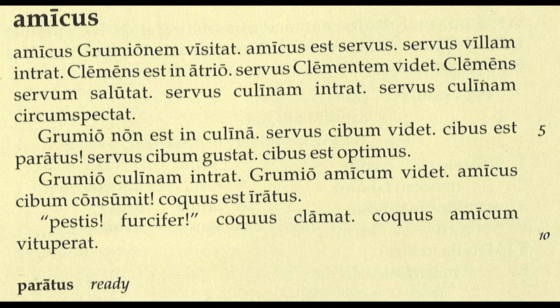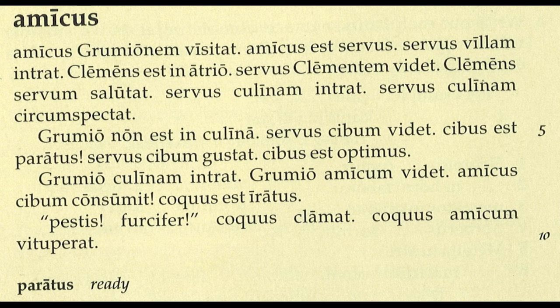Grumio non est in culina. Again, we don't have an accusative object here. There is something going on with culina, but we won't talk about that for a while. So right now, just be looking at first subjects and direct objects. Grumio is not in the kitchen. Servus cibum videt. The slave sees food. Food is an accusative. Cibus est paratus. The food is ready. All nominatives here. Everything is the subject. Servus cibum gustat. The slave tastes the food. What does he taste? The food. Cibus est optimus. The food is great.